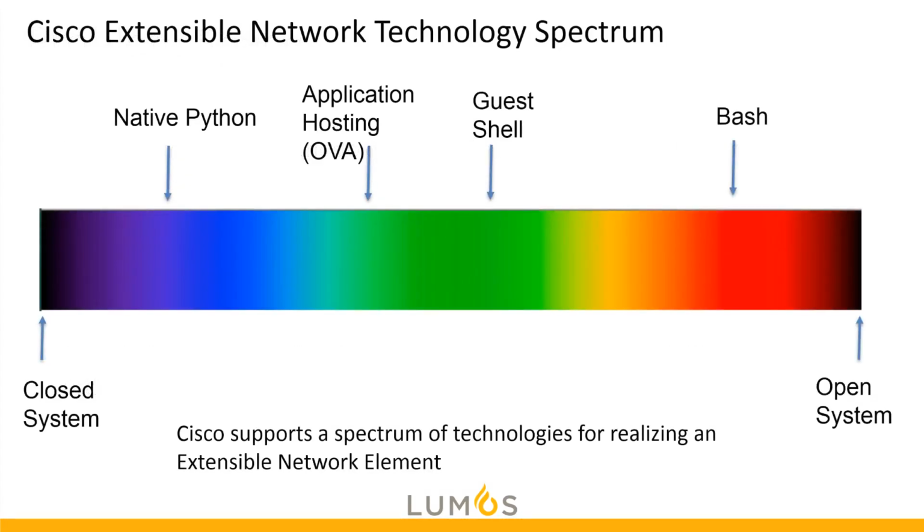So we have an extensible network spectrum of what we allow. On the far left of the spectrum is a very closed system, and on the very right is a completely open system. Nearing the left, we have the ability to run native Python. This is nice. This is certainly less than closed.